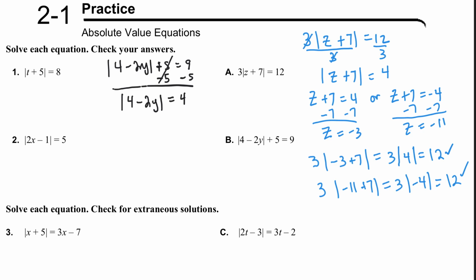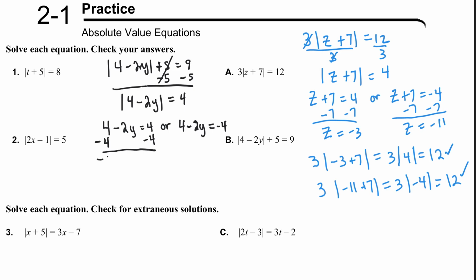So now that we have the absolute value on one side, we can go ahead and state our two possible answers. So our two possible answers are 4 minus 2y equals 4. And of course you want to put or, because it could be the other answer. 4 minus 2y equals -4. So now we're going to go ahead and solve these equations. You also notice that the absolute value is taken off. So we're going to subtract 4 from both sides.